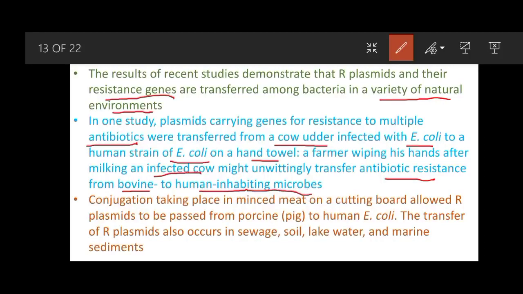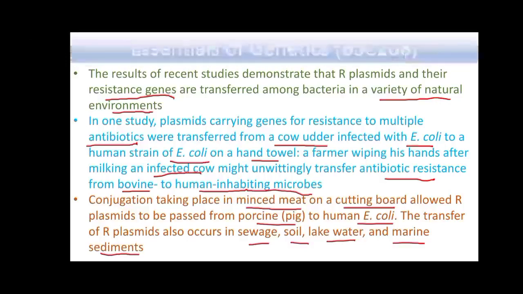So in this way the resistance genes are transferring from one species to the other species, and conjugation taking place in minced meat on a cutting board allowed plasmids to be passed from pig to the human E. coli. So, the transfer of R plasmids also occurs in sewage, soil, lake water, and marine sediments. So, these are all natural gene transfer in bacteria.